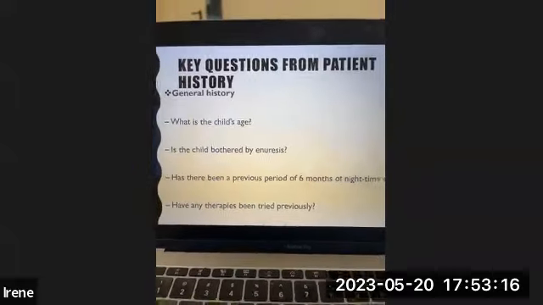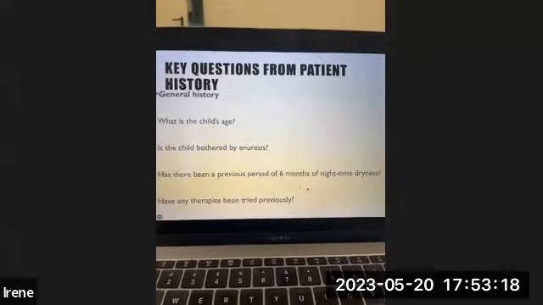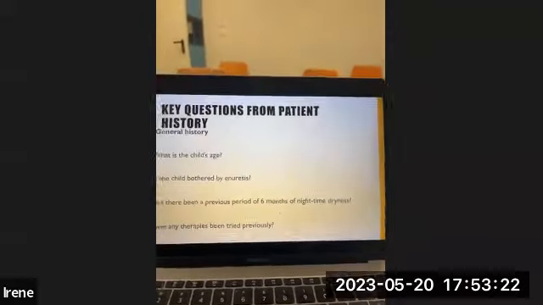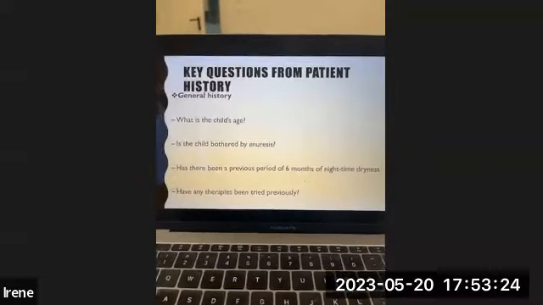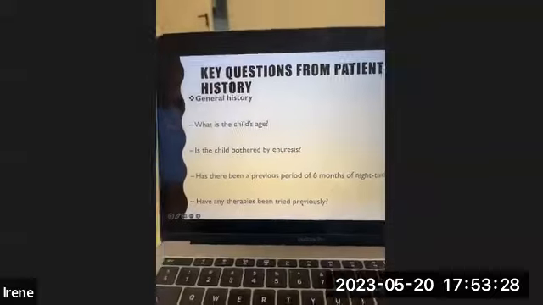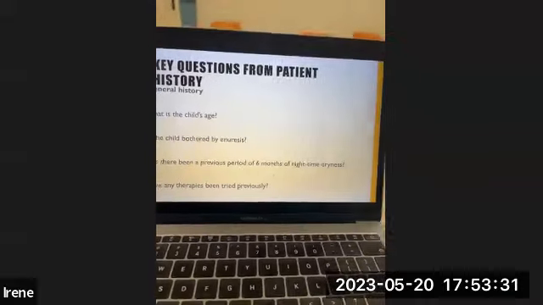And then, as I said, we want to know whether the child has been dry for any period that is more than 6 months, because that also helps us in how to manage these children. And also find out whether the child has been tried on anything previously, so that we know where to take off from.